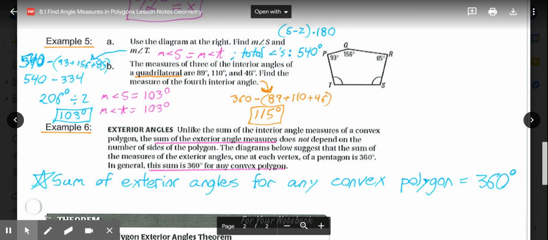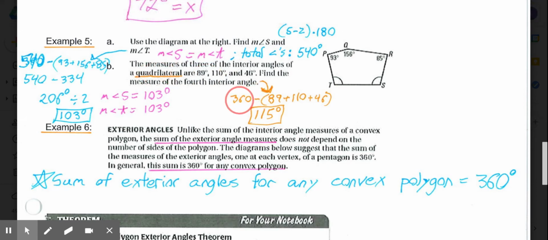And then in part B, it says the measures of the 3 interior angles of a quadrilateral are 89, 110, and 46 degrees. Find the measure of the 4th interior angle. So again, it's a quadrilateral, so we know the total is 360 degrees. Subtract the 3 angles we already know added together, and we're left with 115 degrees for our missing angle.